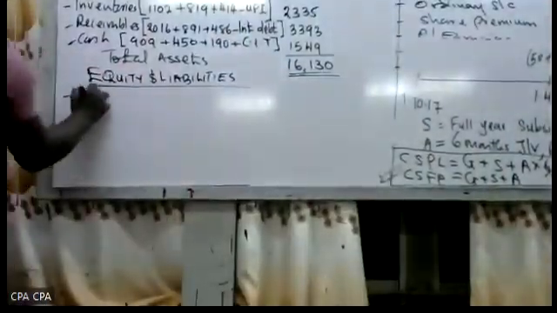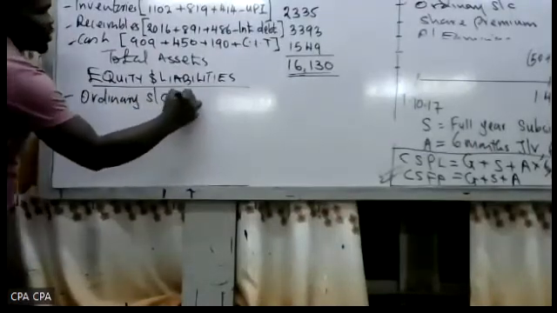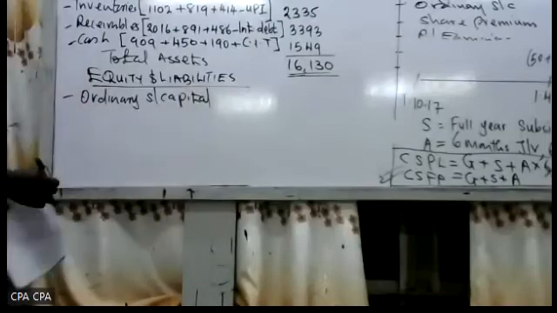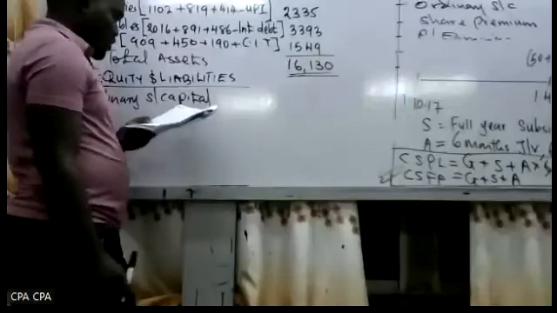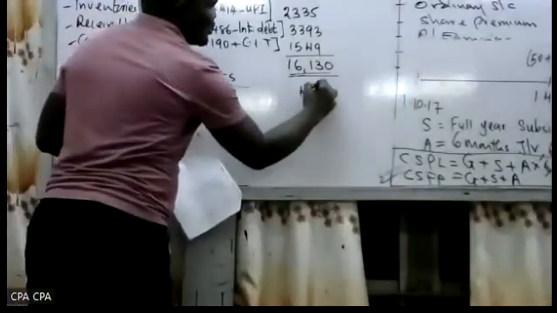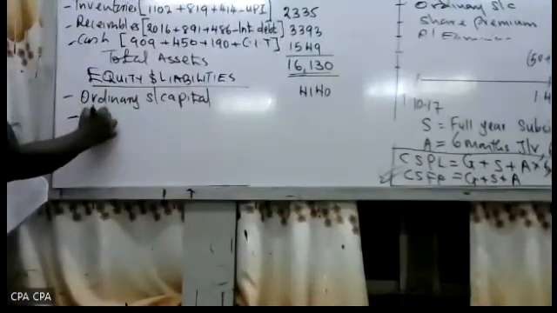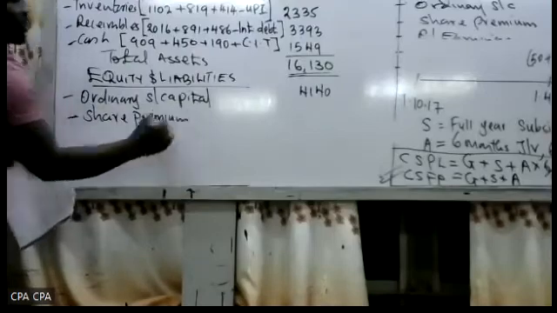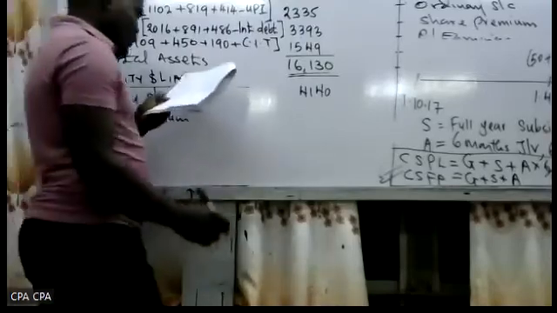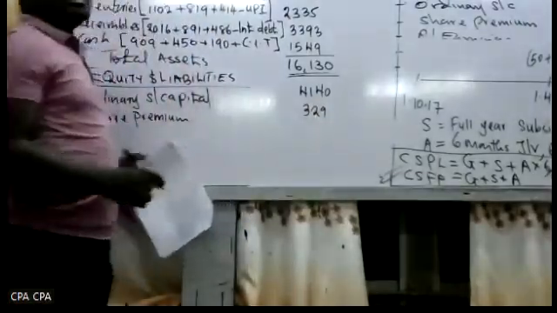Ordinary share capital. How much is this? Parent only, 4140. Share premium, parent only. What is difficult here? 329.